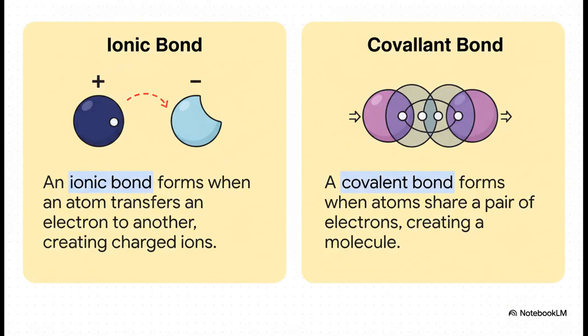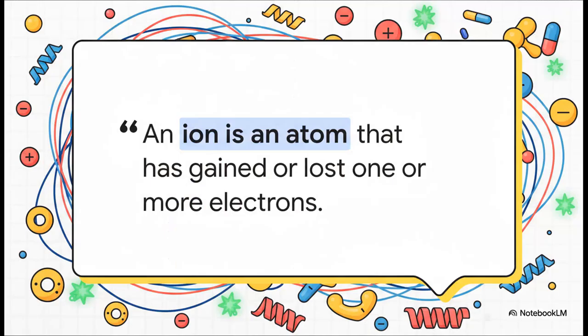The first is an ionic bond. That's where one atom is kind of a thief. It just straight up steals an electron from another atom. The other way is a covalent bond, where the atoms are a lot more cooperative. They decide to share electrons. Now, that act of stealing creates charged particles we call ions, while the friendly act of sharing creates stable little units we call molecules.